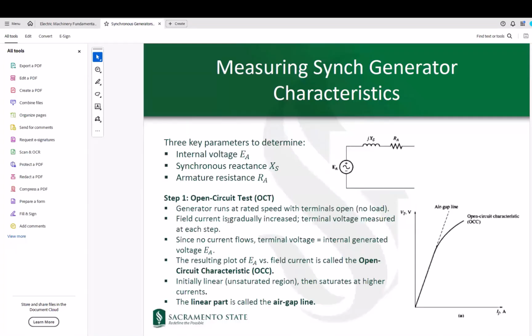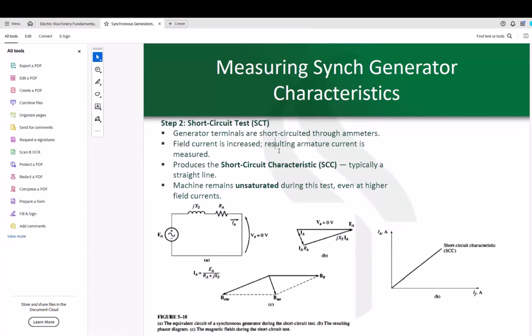Okay, so again, a recap. Step one, open circuit test. Step two, short circuit test. Now, how we are going to find out the different parameters.